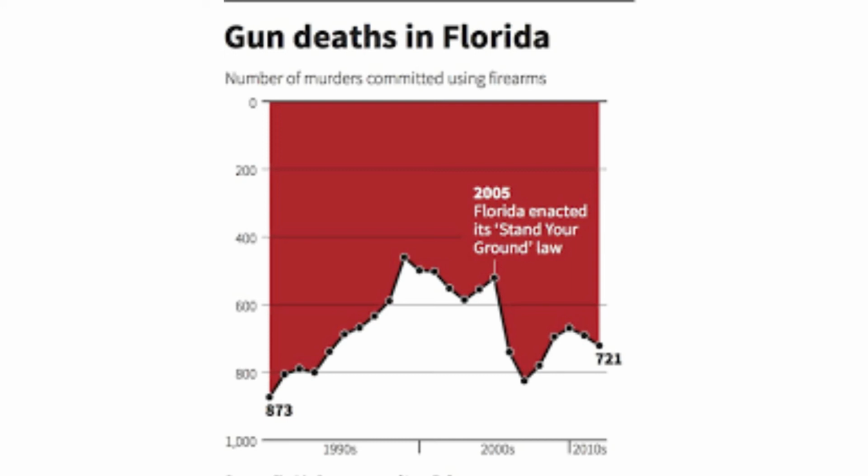Okay, so the reason why this graph is misleading is because it's upside down. 0 is up here, 800 is down here, where 0 should be down here. So it gives you the illusion that the number of murders went down after this law was passed. But in fact, murders went up. And this is an actual data display that was used on a certain news network.